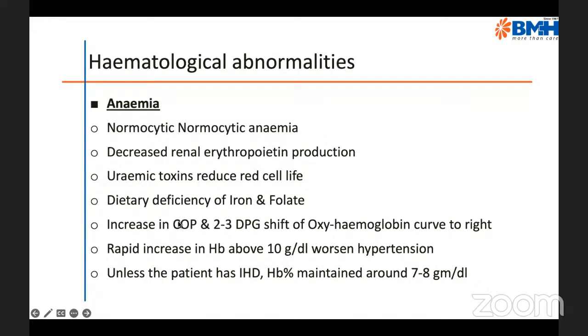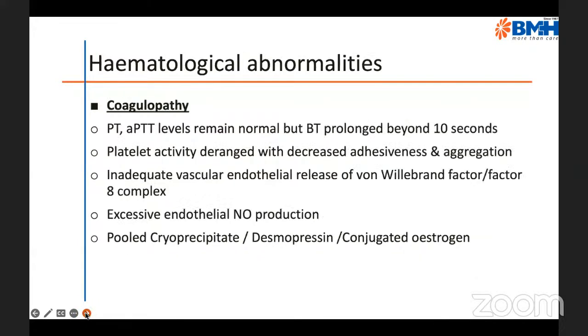There is no need for rapid correction of hemoglobin above 10 gram percent because it can even worsen the hypertension, unless there is an indication like IHD, when the hemoglobin can be maintained in general between 7 and 8 gram percent. When you test prothrombin time and APTT, the levels will remain normal, but bleeding time is usually prolonged beyond 10 seconds, due to deranged platelet activity with decreased adhesiveness and aggregation.